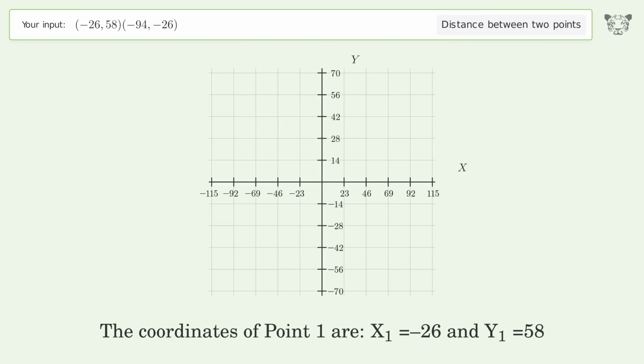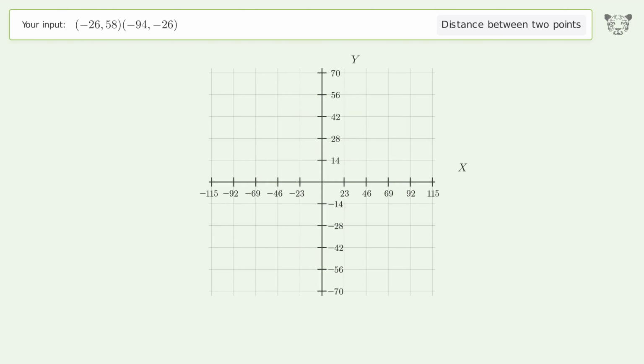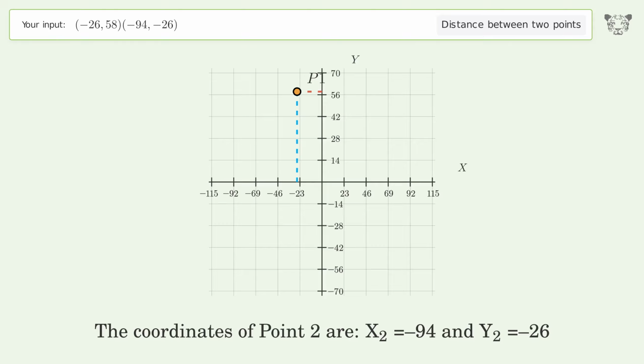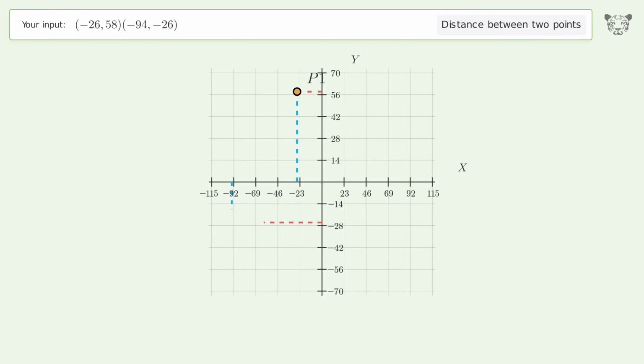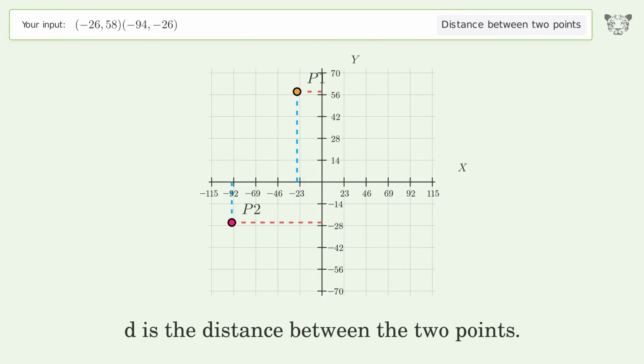The coordinates of point 1 are x1 equals -26 and y1 equals 58. The coordinates of point 2 are x2 equals -94 and y2 equals -26. D is the distance between the 2 points.